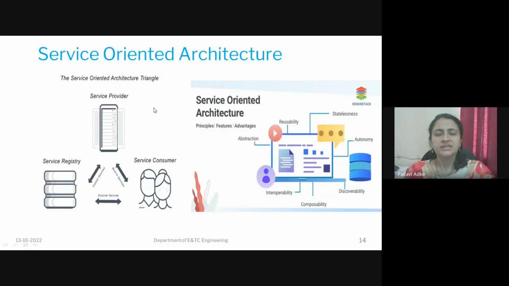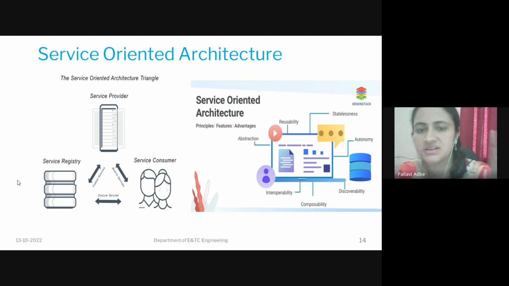Now the next point is service oriented architecture. So what is service oriented architecture? In this, there are three main parameters. One is a service provider, one is a service consumer, and one is a service registry. Okay, so how is it like that?